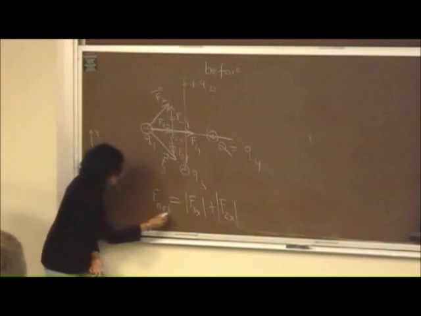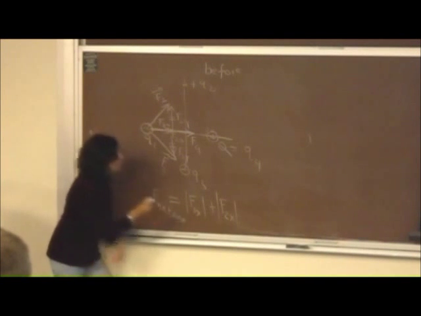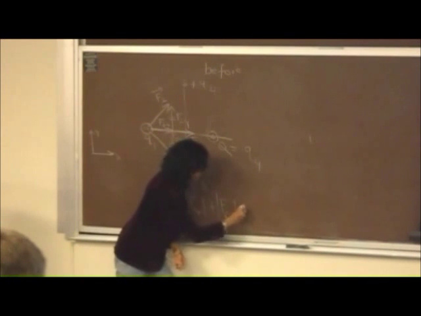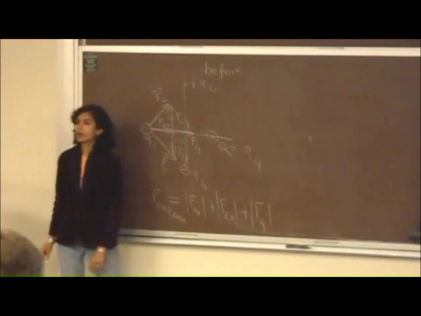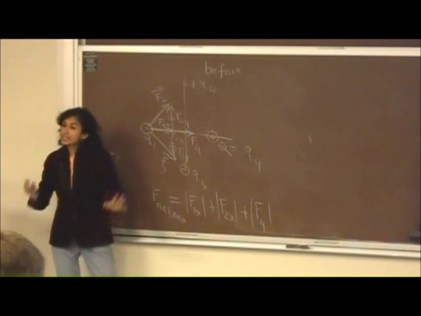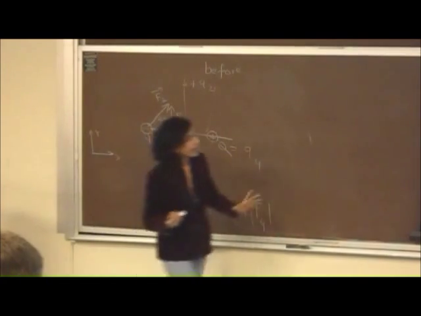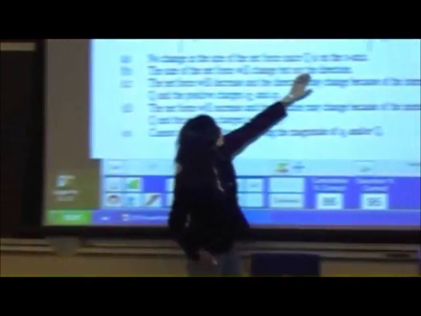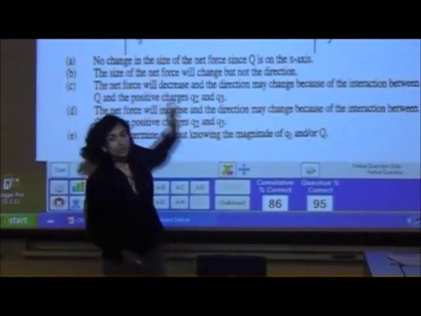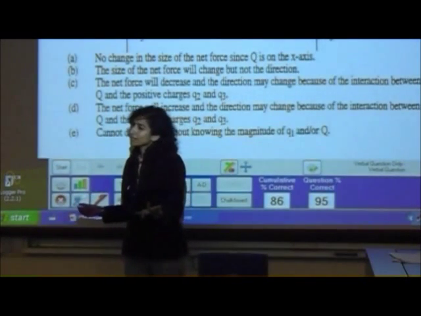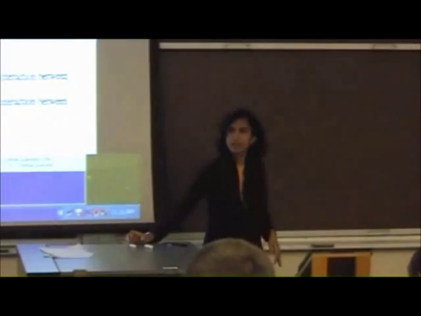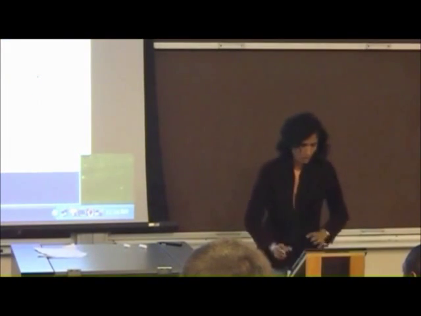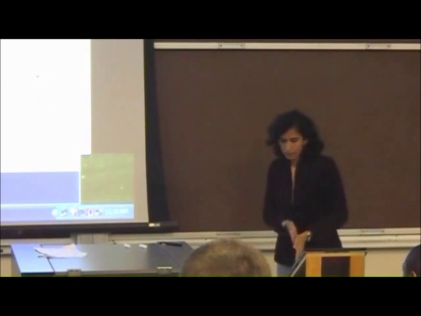So F net with this charge will become plus F4. We have to add all four of them. But it is still in the positive x direction, and hence the direction will not change, but the magnitude of the force actually increases, right? Is everybody agreeing with this? Any questions about this? All right, so this is all the questions that we have for today.